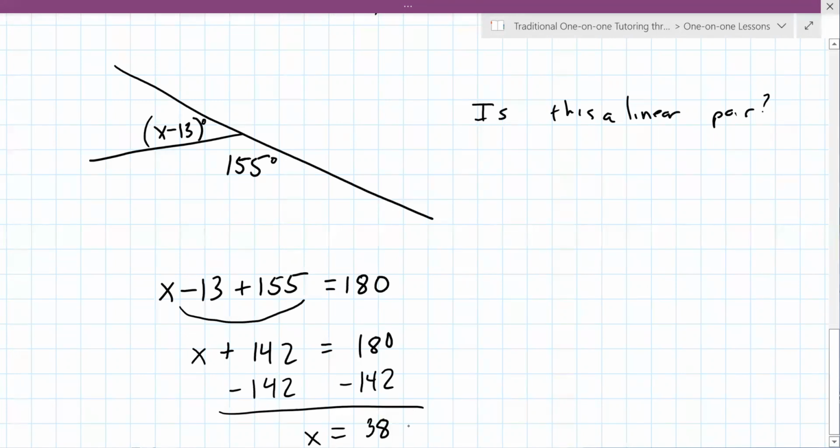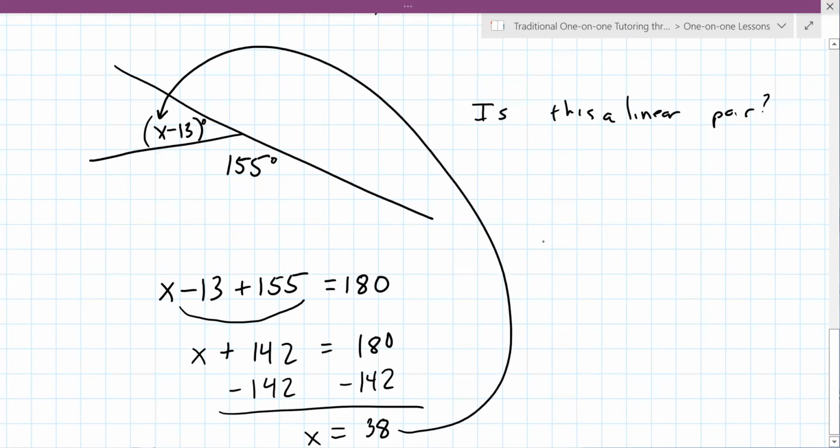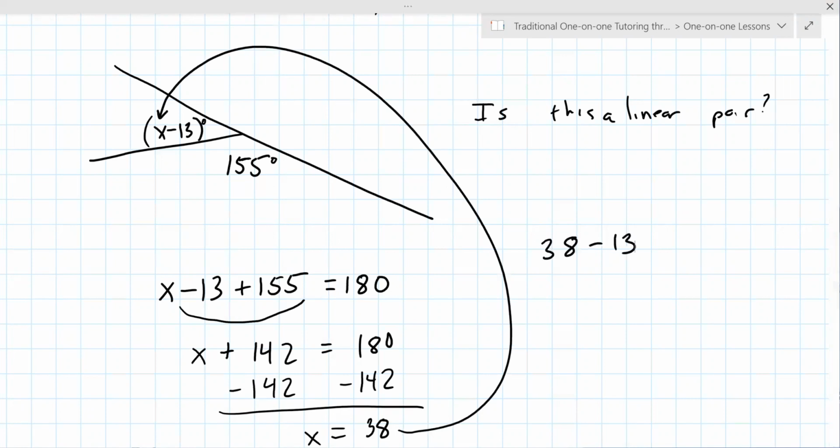So now I want you to take this 38 and plug it back into this x up here. 38 minus 13. Okay. Tell me the result, please. 25. 25 degrees. Good. Very good.